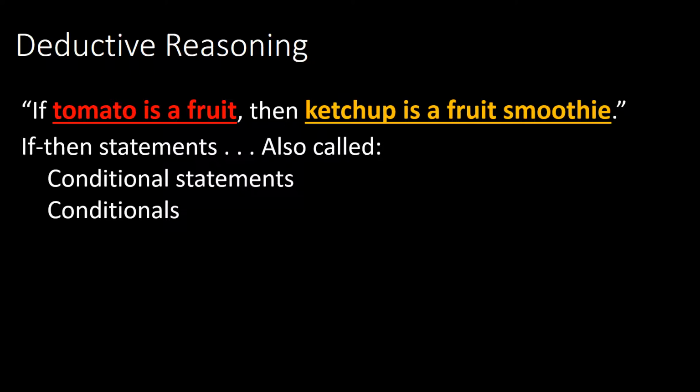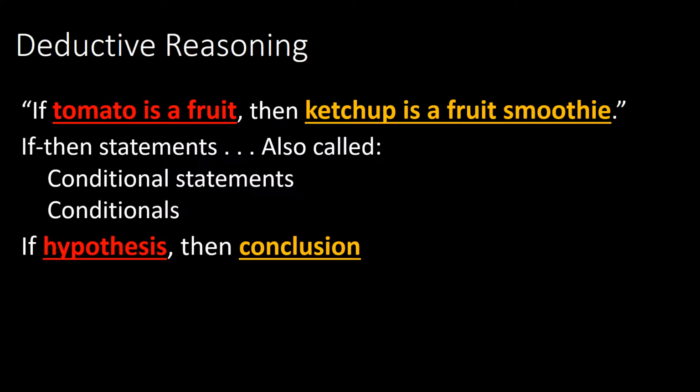Now let's take a look at these conditional statements and look at the different parts of them. That first part in red, tomato is a fruit, that part with the if word, is what we call the hypothesis. The yellow portion, the part with the then, is called the conclusion. So make sure that you can distinguish hypothesis versus conclusion.